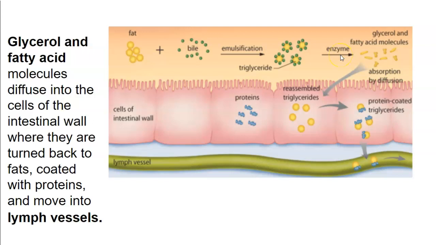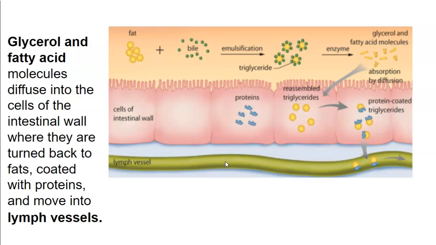Then the enzyme from your pancreas, pancreatic lipase, comes along and breaks it down into our smallest versions of glycerol and fatty acid molecules. So this time, rather than being absorbed by active transport, they are actually absorbed by diffusion. They're able to diffuse into the cell walls. And then what ends up happening is they're reorganized back into triglycerides. And rather than being passed into the bloodstream, they're passed into our lymph vessels or into our lacteals.